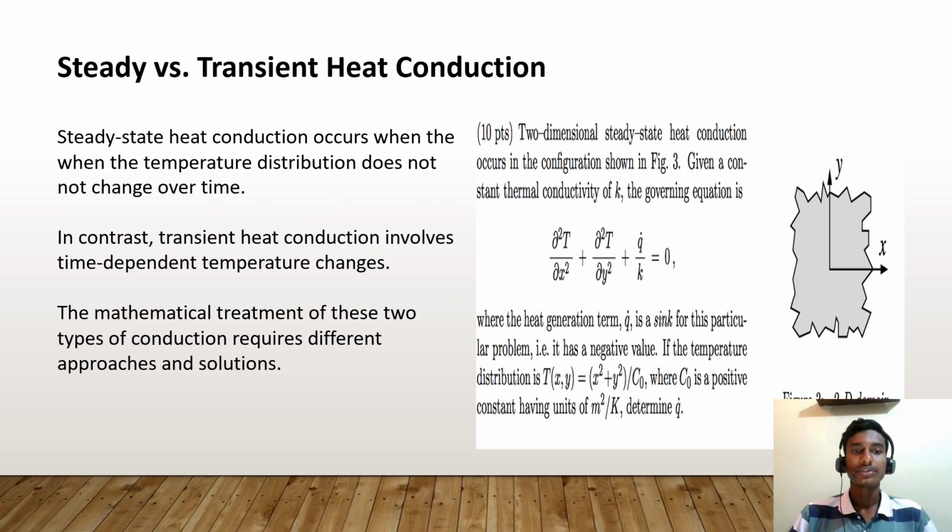Steady versus transient heat conduction. Steady state heat conduction occurs when the temperature distribution does not change over time. In contrast, transient heat conduction involves time dependent temperature changes. The mathematical treatment of these two types of conduction requires different approaches and solutions.